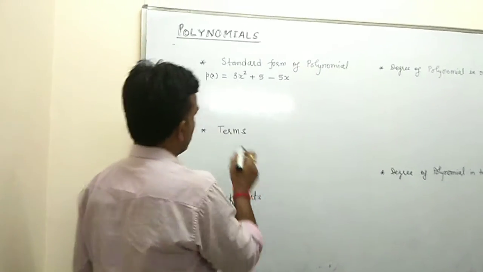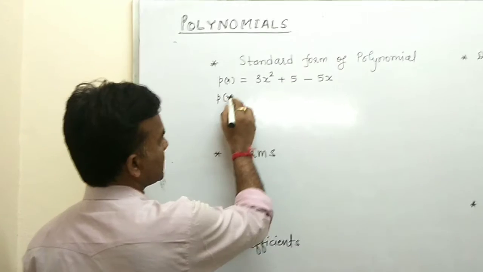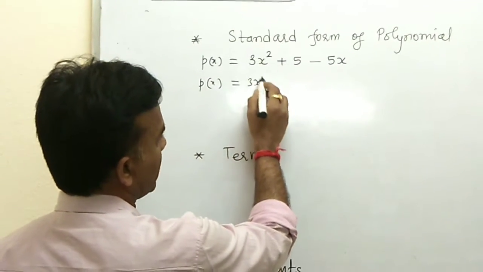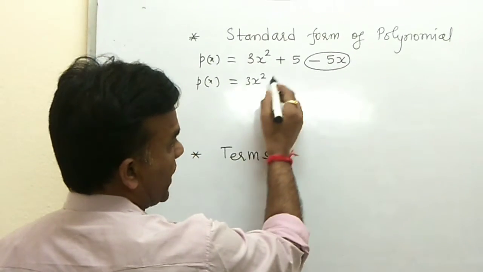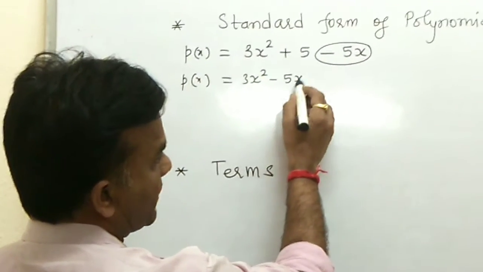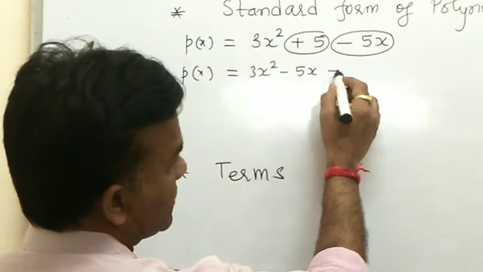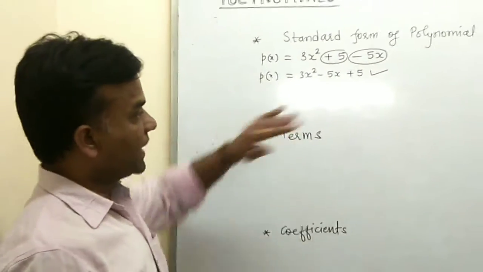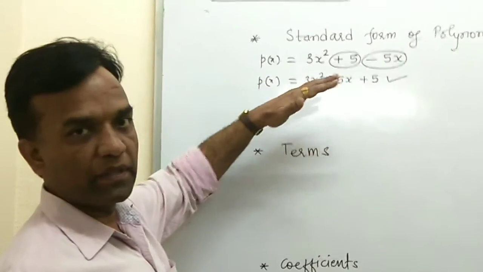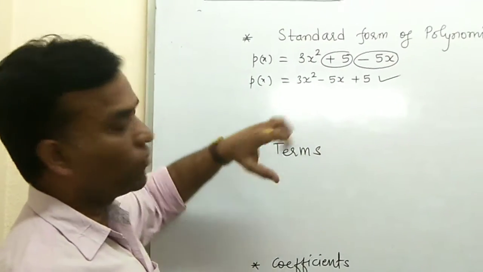So you arrange it in this form: you have p of x, so this is 3x square, and now complete the term with its sign. Minus 5x, so you write down minus 5x first, and then plus 5 that tends to 0. So this is the standard form of a polynomial. Any polynomial that is given in an irregular formation, first you arrange it and then you finalize.